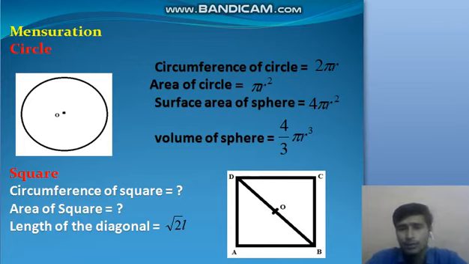Similarly, you have to write the formulas regarding the square: the circumference of the square, that is called the perimeter of the square. Area of the square, how can we calculate the area of the square? Length of the diagonal of a square, right, it is root 2 L.